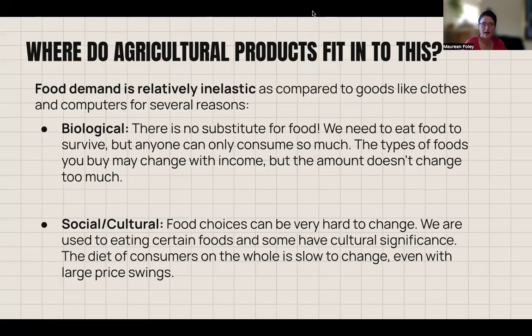Okay, so where do agricultural products fit into this? Overall, luxury foods aside, food demand remains relatively inelastic as compared to other goods like clothes and computers and cars and all those other things we buy. Food demand is relatively inelastic. It doesn't change that much as prices change. And there's a few reasons for this.